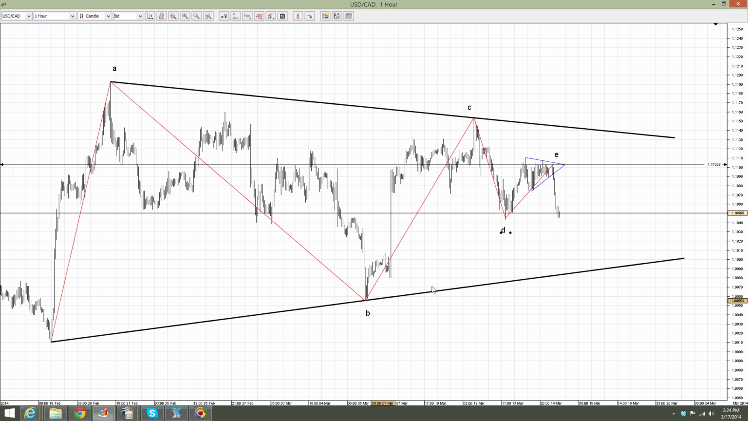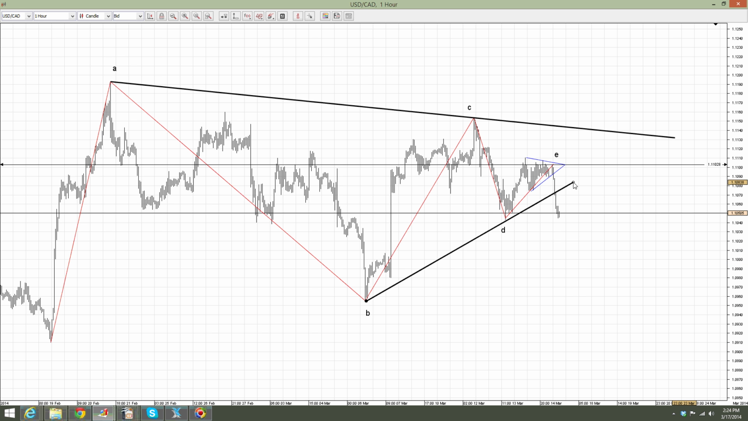So A, B, C, D, E, and therefore the B to D trend line should be not that one there, but from the B and the D trend line here. As you can see, this trend line is broken. It is mandatory for price to break this trend line in less than the time taken for the E wave to form. It does, and from my point of view, this is completed already.